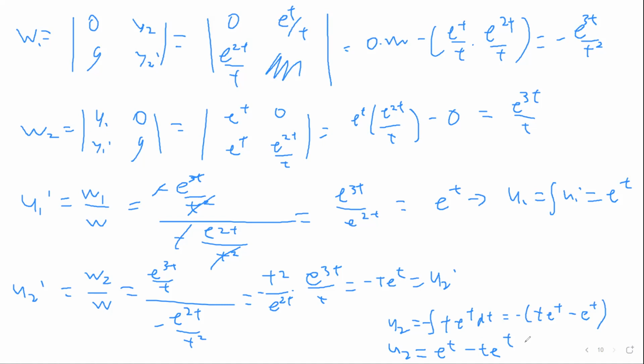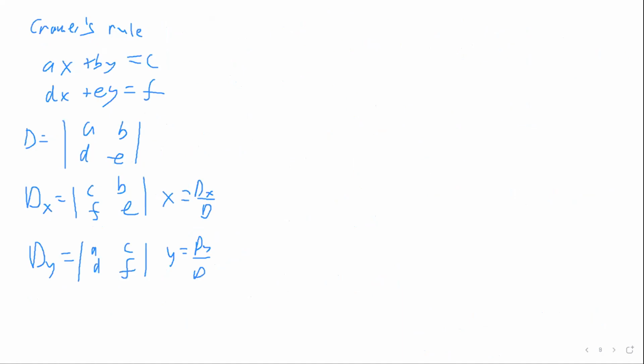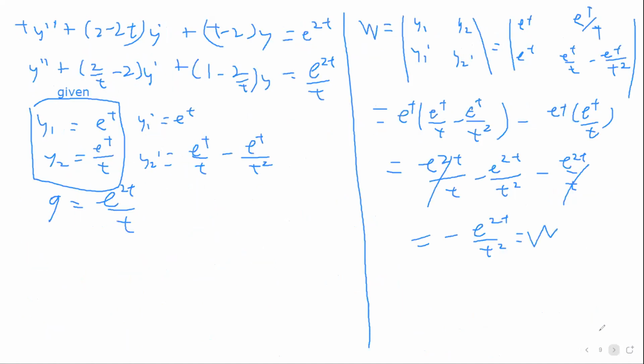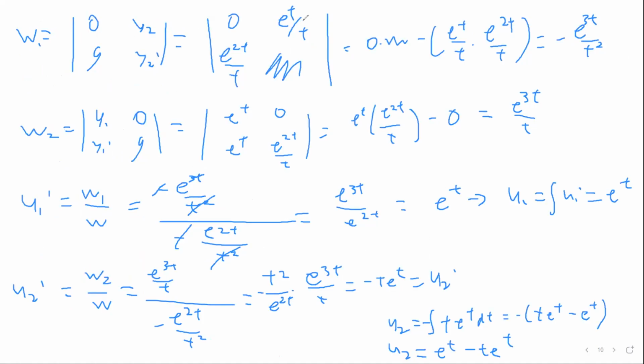Because all that remains for us to do is to plug in u1 and u2 into this, which will give us y particular. So I'll rewrite that over here just so we know what we're doing. Sorry, I know I'm skipping and you can't see anything. I apologize. Yp equals u1 y1 plus u2 y2. And we know what y1 and y2 are from here, and we know what u1 and u2 are from here.